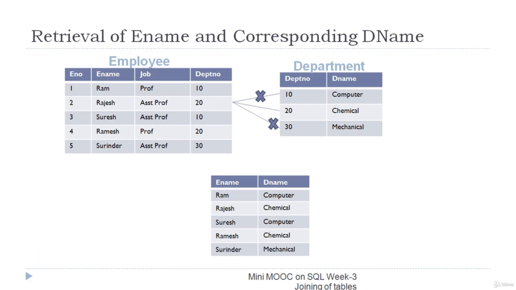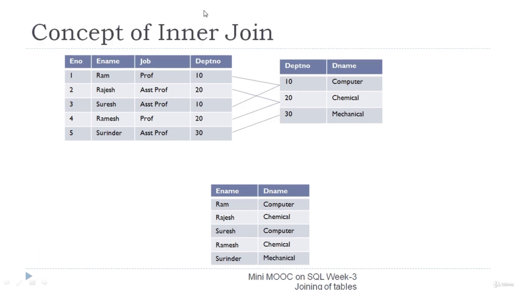So it is very natural to enforce this condition that only select those pair where department number of employee table is equal to department number of department table. In this way, Ram will make a pair with computer department, Rajesh will make pair with chemical, Suresh with computer, Ramesh with chemical, and Surinder with mechanical. And in this way, we will be able to select 5 desired records.